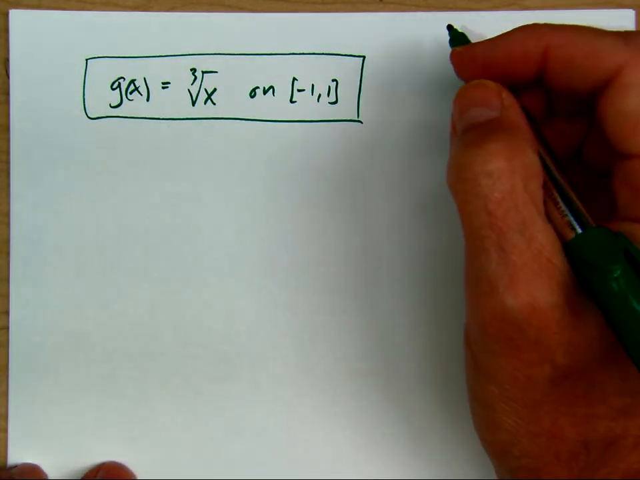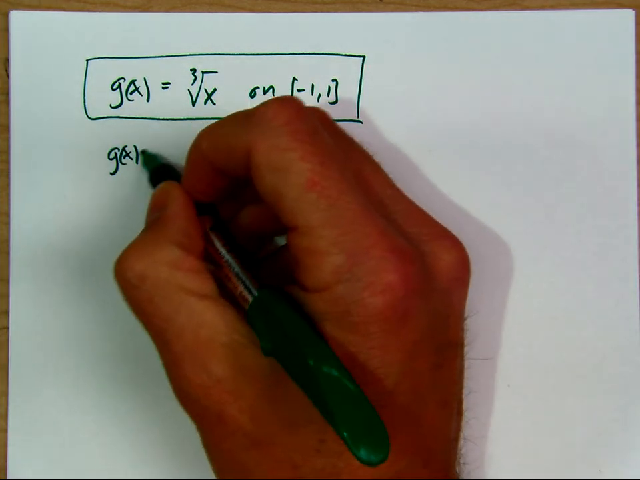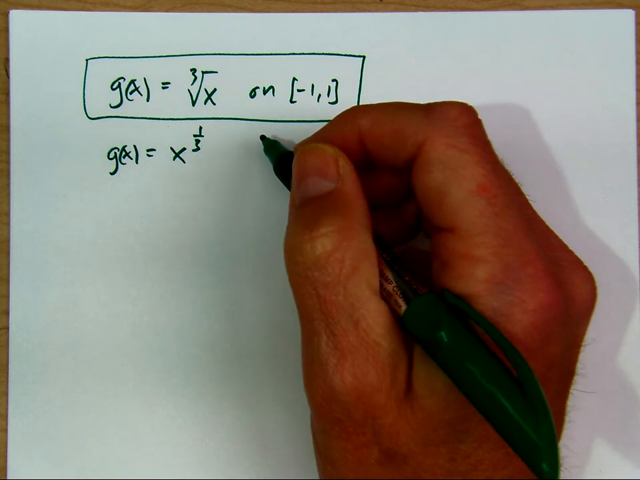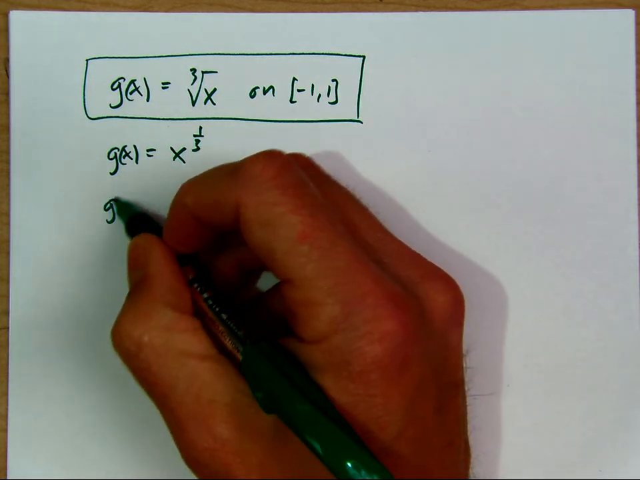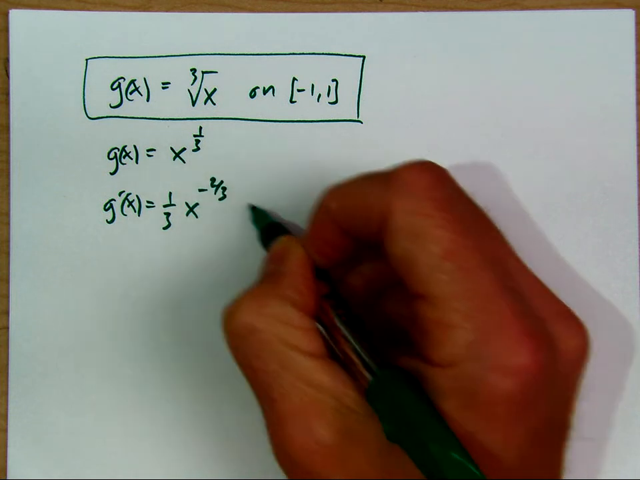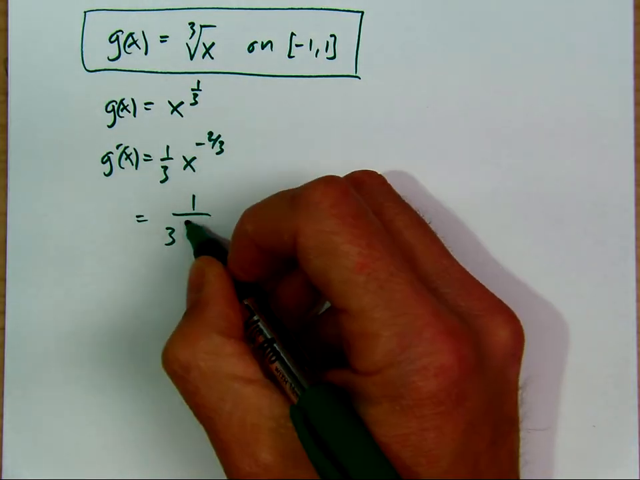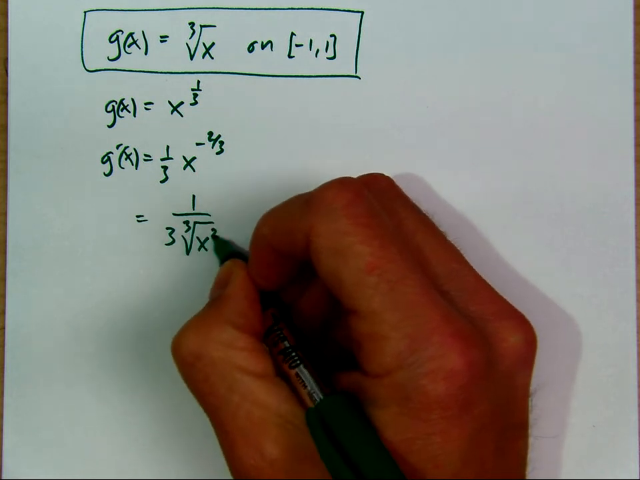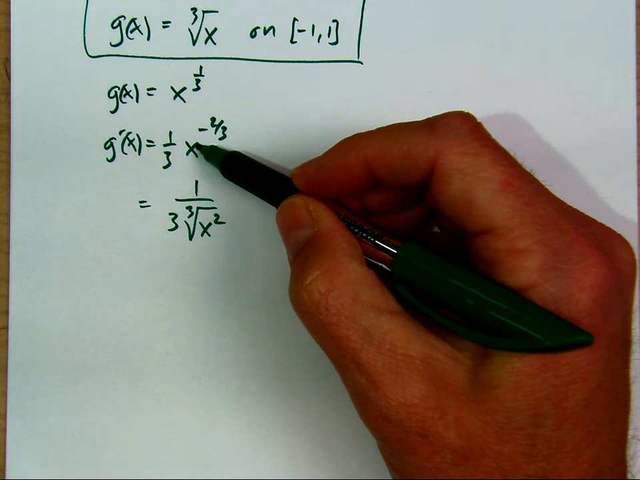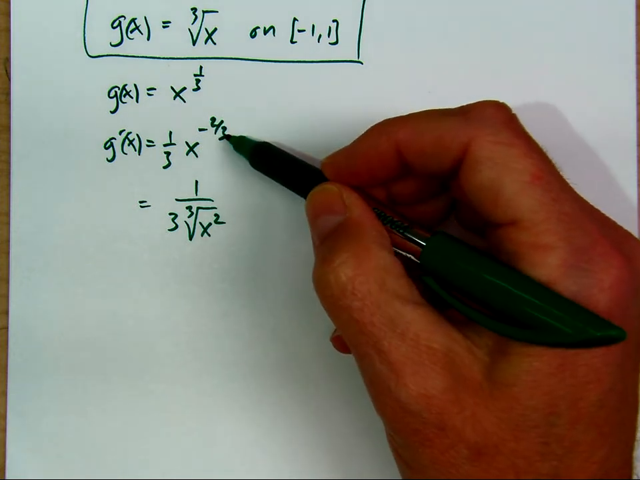Okay, pause the video and try this one. Let's remember to rewrite it with an exponent, and then the derivative is 1/3 x to the negative 2/3, and that's going to be 1/3 cube root of x squared. So the negative exponent gives it the reciprocal, and we're going to have the second power and third root.